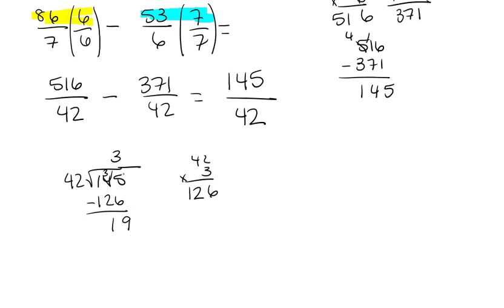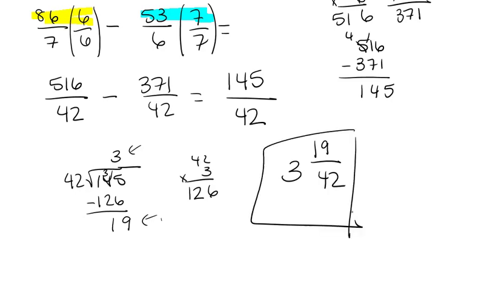So we're left with our remainder and our whole number, and then our denominator we're going to keep. So we get our whole number, which is 3, our remainder of 19 over 42, and this would be our solution to this problem.